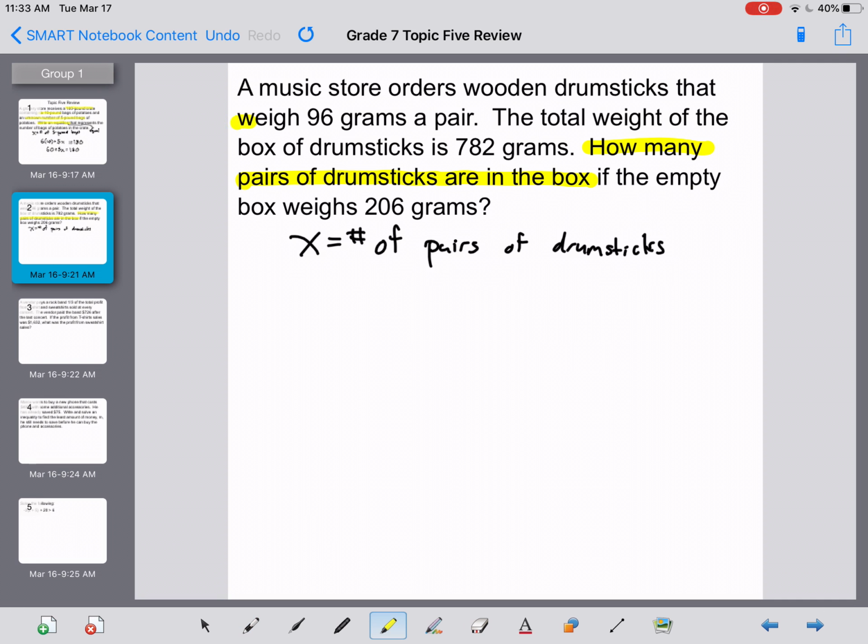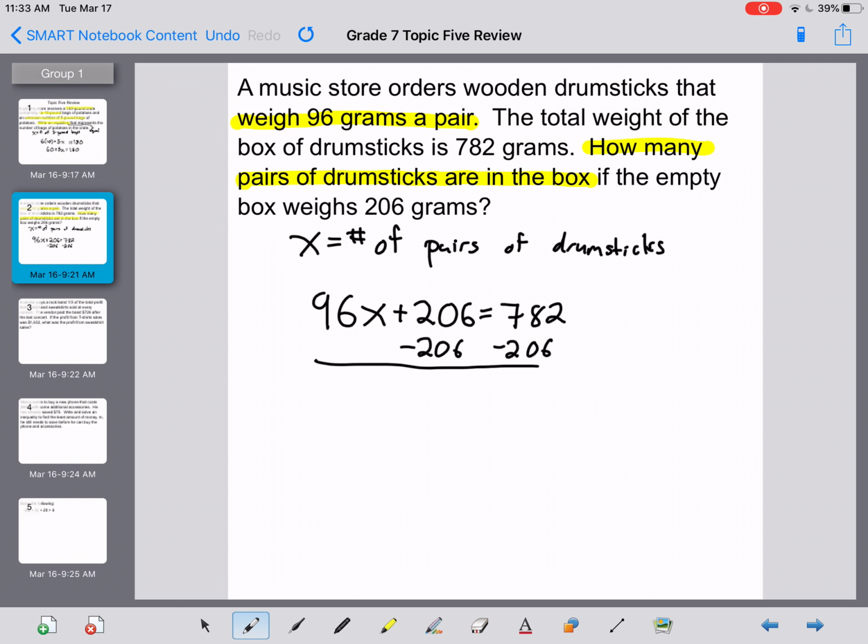The drumsticks weigh 96 grams a pair. So it's going to be 96 times however many drumsticks it is, which is x. So 96x. Plus, those drumsticks have to go in the box, so I have to add on the weight of the box, which is 206. And that is going to equal the total, which is 782 grams. So now that I have my equation, I can solve. I can subtract 206 from both sides. This will get my variable by itself.